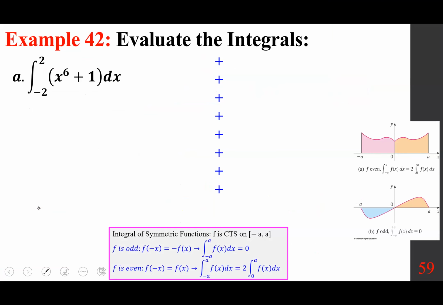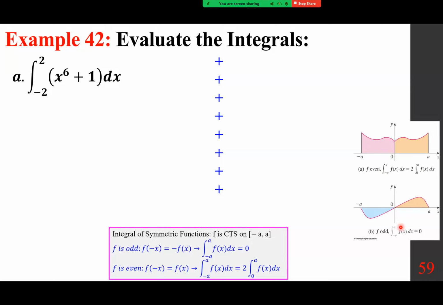Evaluate the integrals. I want to go over a theorem, the integral of symmetric functions. If f is a continuous function from minus a to a. So if f is even, that means symmetric with respect to the y-axis. As we go from minus a to a, we can evaluate it from 0 to a and multiply it by 2. If f is even, so this part. Even means f of minus x equals f of x. We can, because it's normally easier to evaluate it from 0 to a when one of the limits is 0, makes it easier. On the other hand, if it's an odd function, take a look.